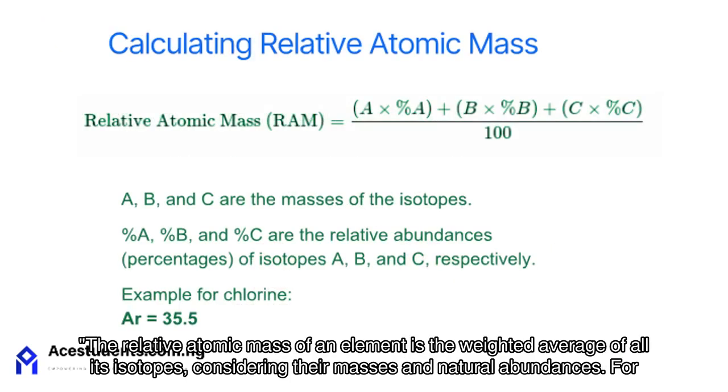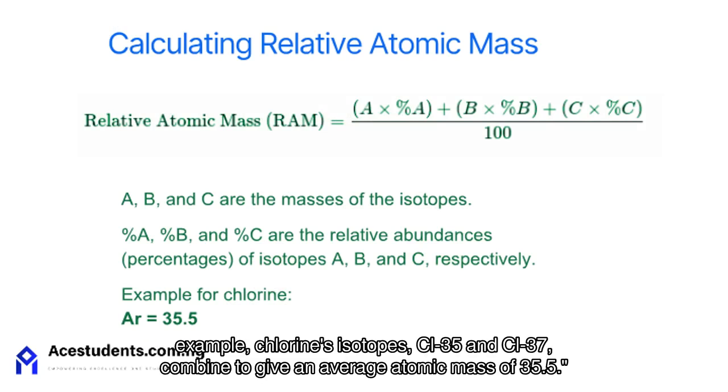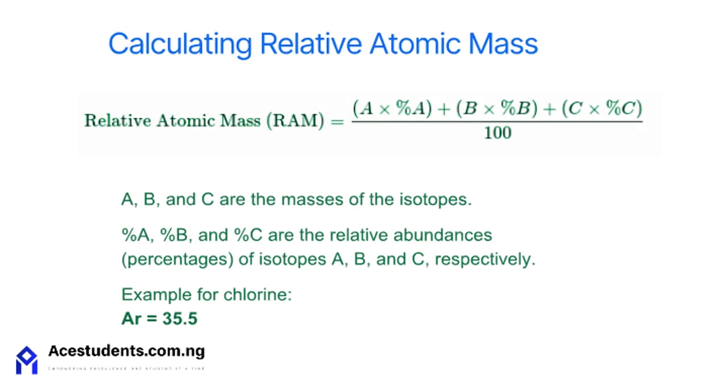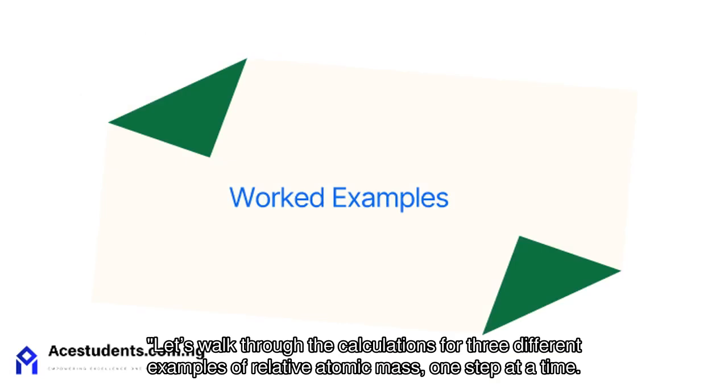The relative atomic mass of an element is the weighted average of all its isotopes, considering their masses and natural abundances. For example, chlorine's isotopes, Cl-35 and Cl-37, combine to give an average atomic mass of 35.5. Let's walk through the calculations for 3 different examples of relative atomic mass, one step at a time.